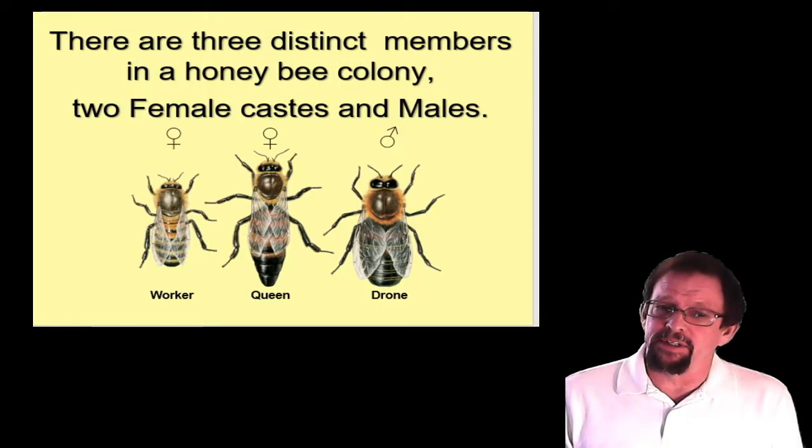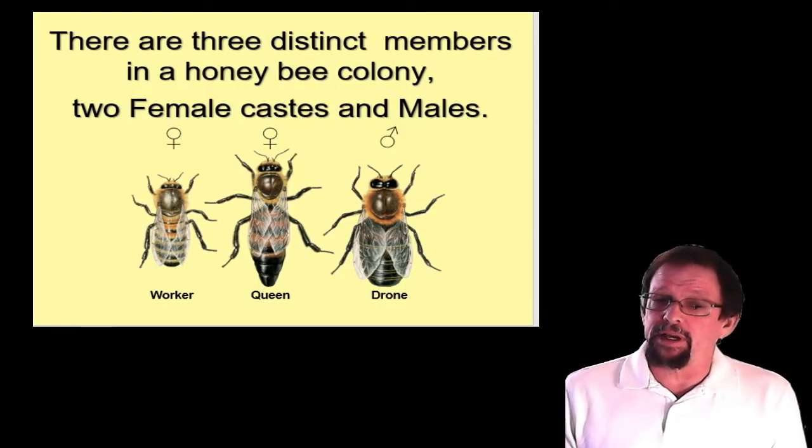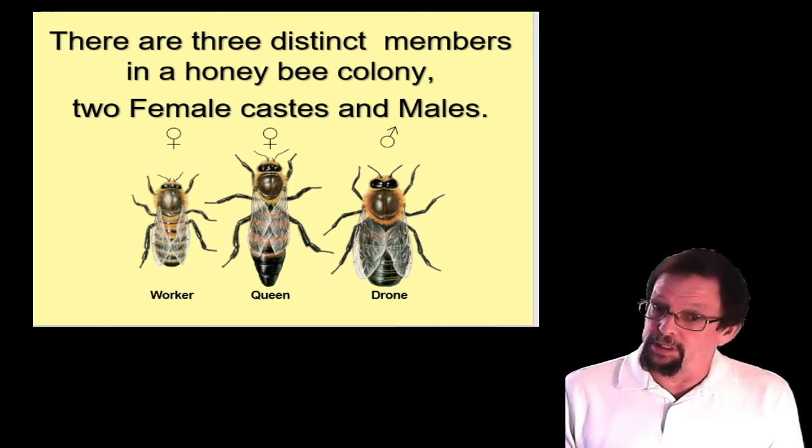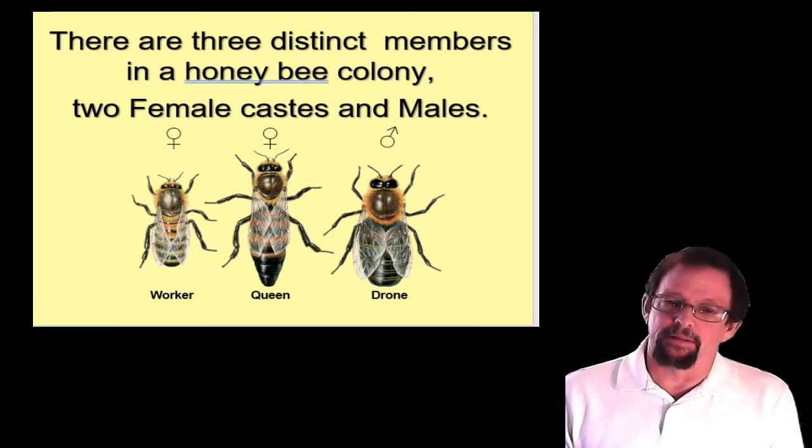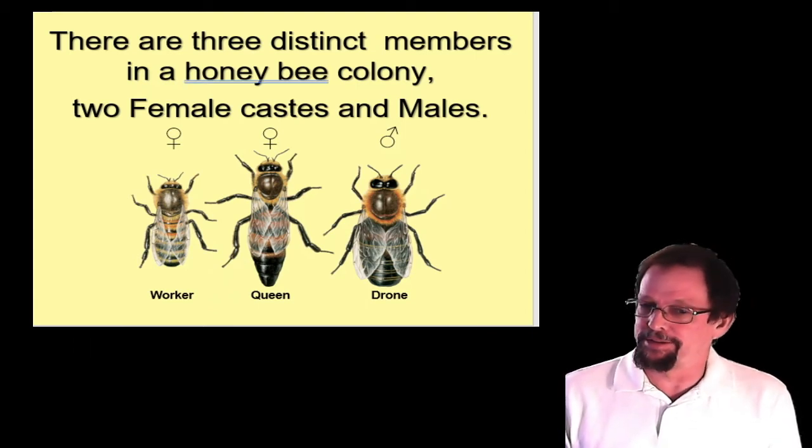There are 3 distinct members in the honeybee colony: 2 female castes and males. So there's the worker, female, the queen, female, and the drone, which is the male.